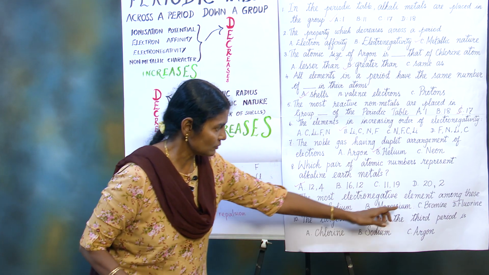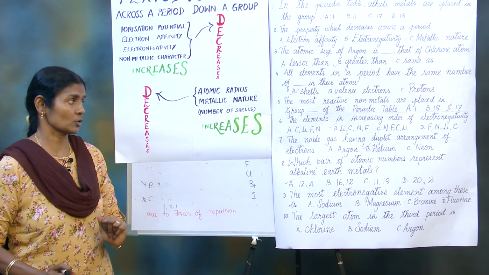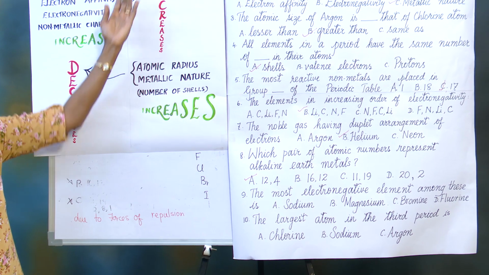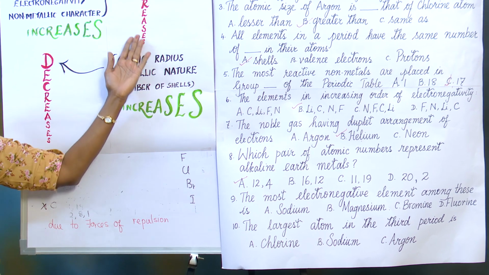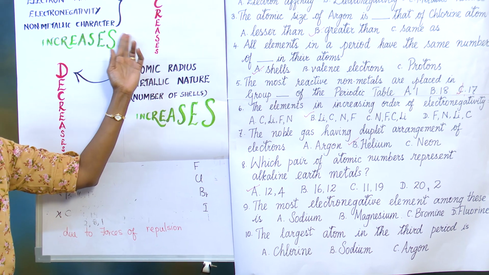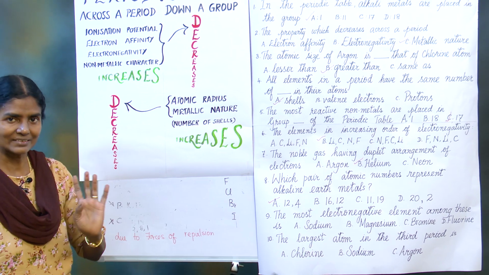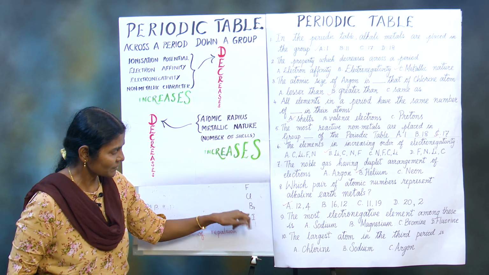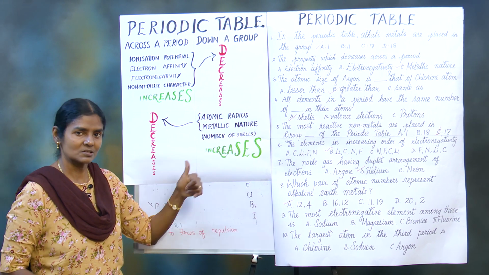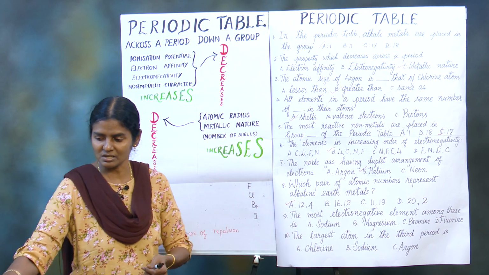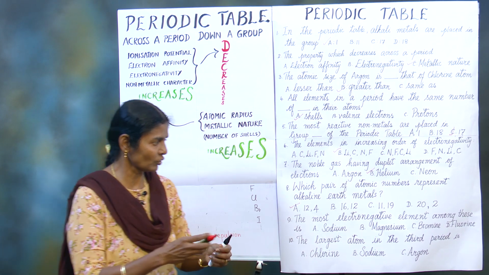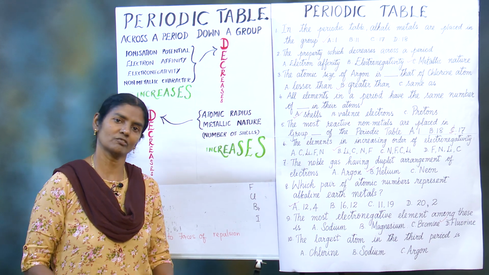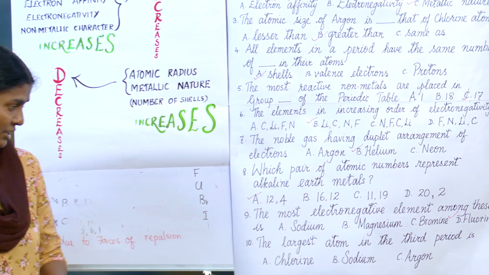Now here we have bromine and fluorine. We have to decide about it. What does this say? Electronegativity down a group will decrease. So bromine comes below and fluorine is on the top. So the correct answer should be fluorine, which would have more electronegativity, and not bromine. Fluorine will be most electronegative.